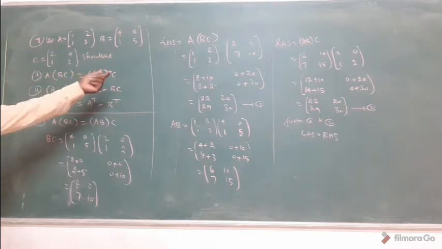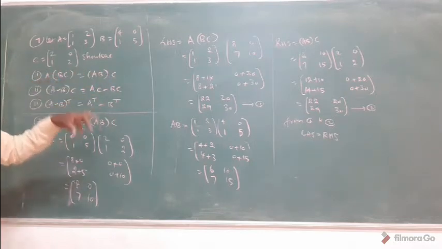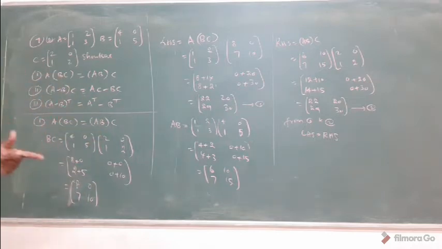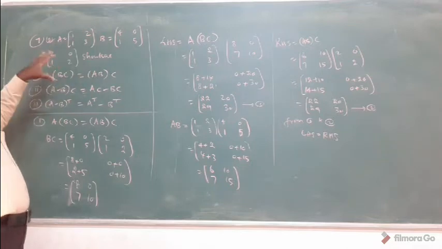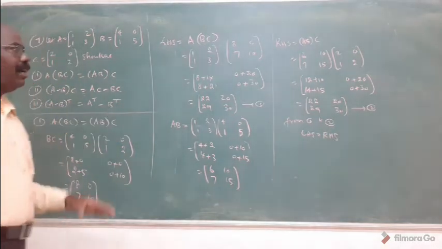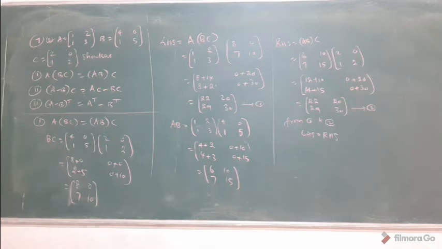This is called the associative property of matrix multiplication. It is always equal. Suppose not equal, it means you are calculating something wrong. Check yourself. Definitely both will be equal. The matrices are A, B, C. You already have the answer, but the final should be equal. First one is over. The second one is also the same method.